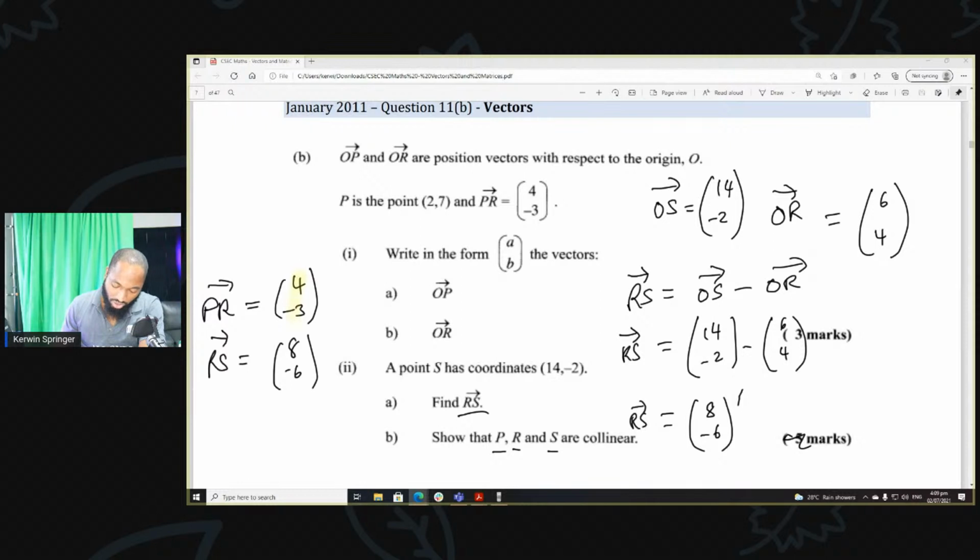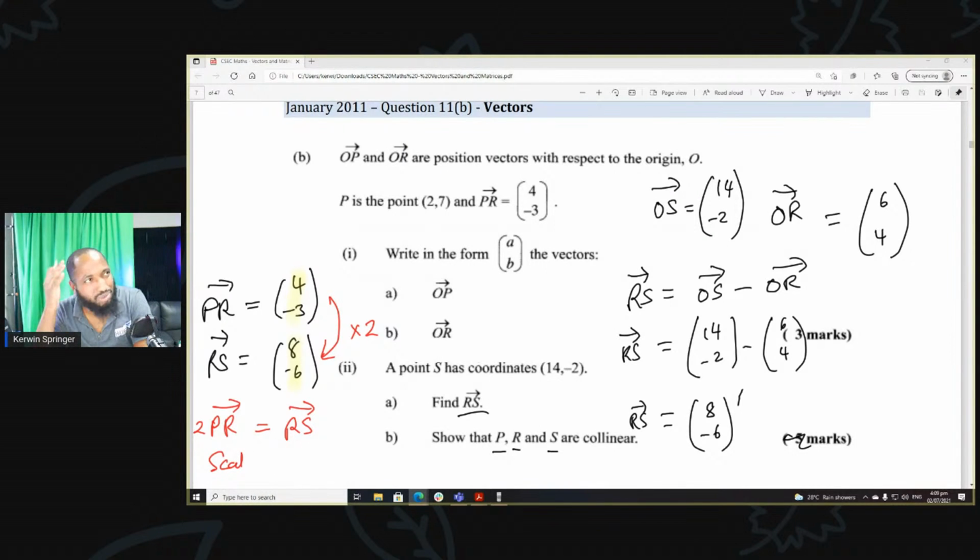Comparing the two of them, we realize that there's a scalar factor of 2. So RS is 2 times PR. The collinear thing is always the same thing. If you see the picture blurry, just change the settings on your YouTube. Raise the settings to whatever you feel like, 1080p.